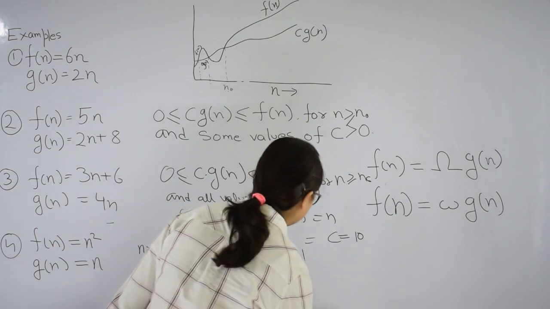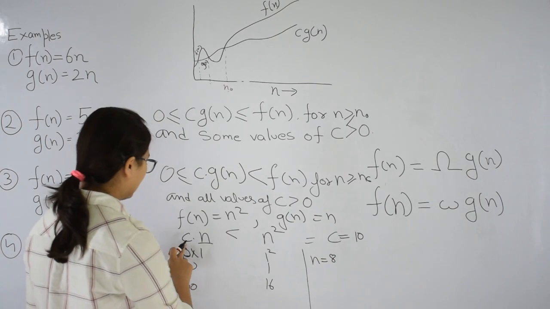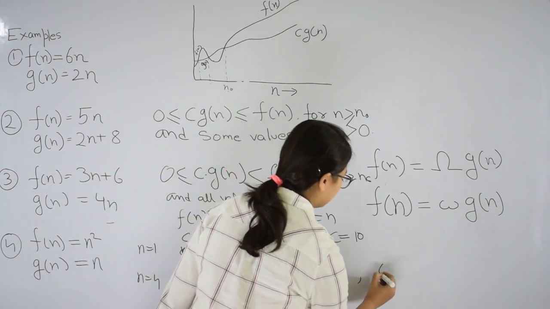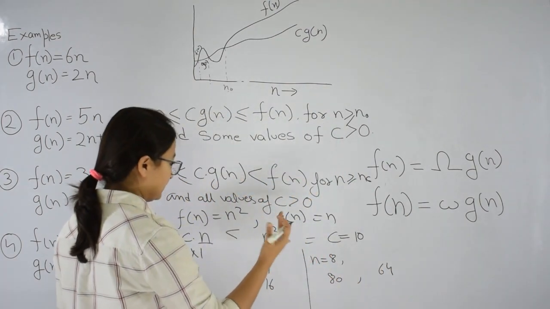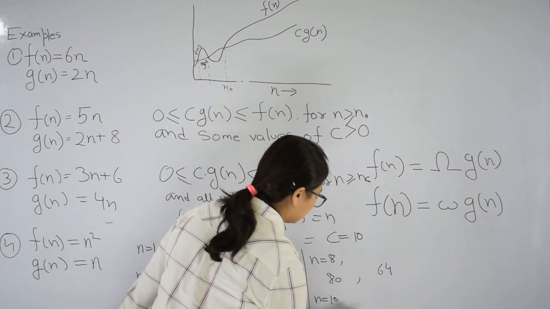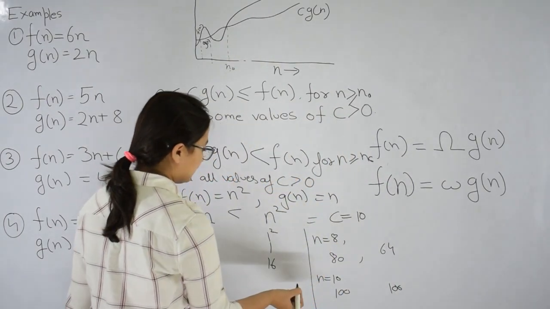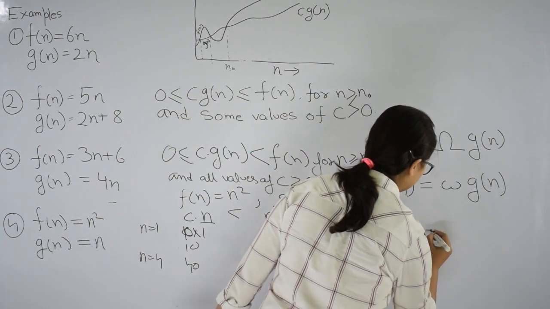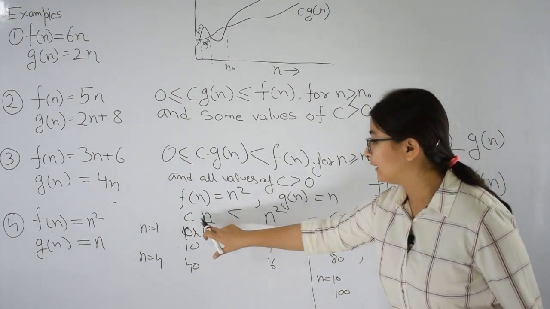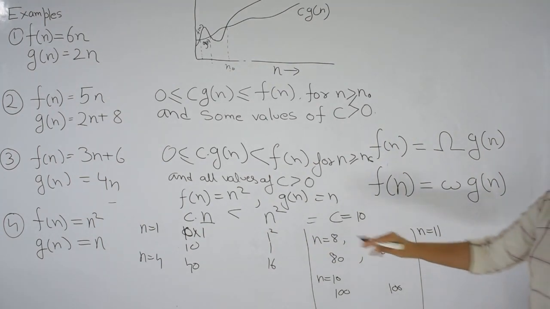Let me try for n is equal to 8. What happens at n is equal to 8? 10 into 8, 80, and 8 square, 64, still less. n is equal to 10. 10 into 10, 100, and 10 square, 100. And at n is equal to 11, so 10 into 11, 110, and 11 square.